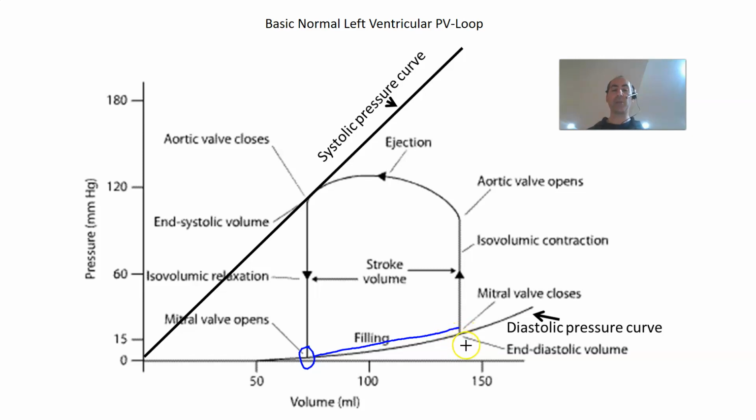When you get to this point here, that's called the end diastolic volume. During the filling stage of the heart, that's diastole. Diastole is the resting. Your heart is not pumping, so it is filling. You get to the end of the filling, you're at the end diastolic volume. What happens there is the valve that opened to let the blood into the left chamber closes. The mitral valve closes.